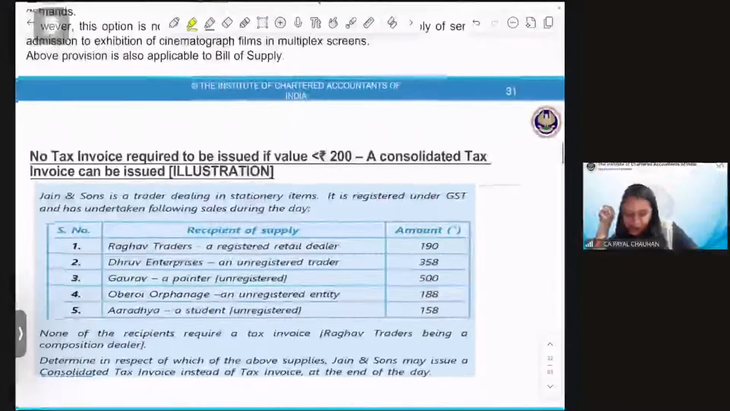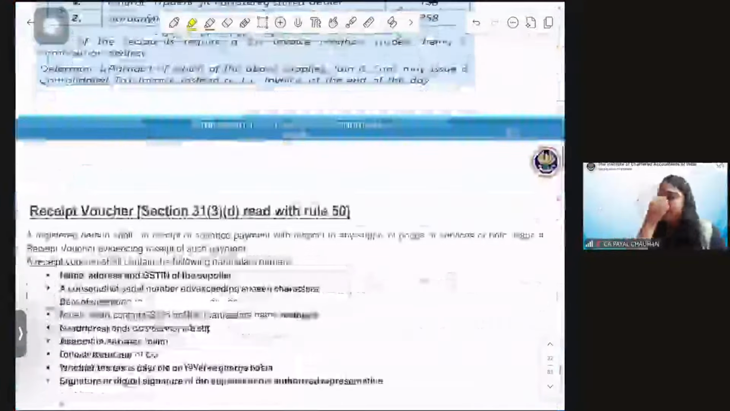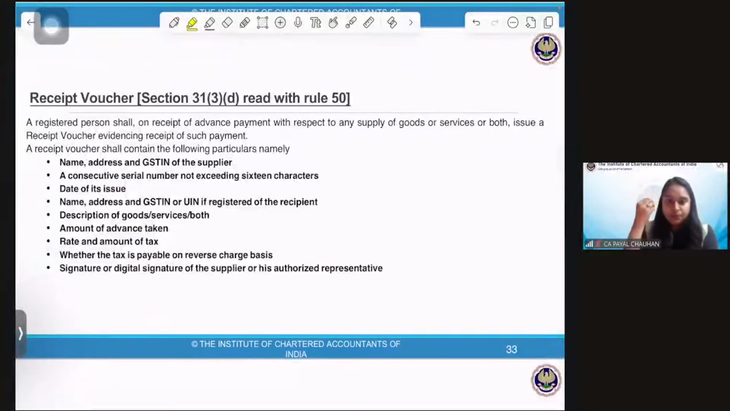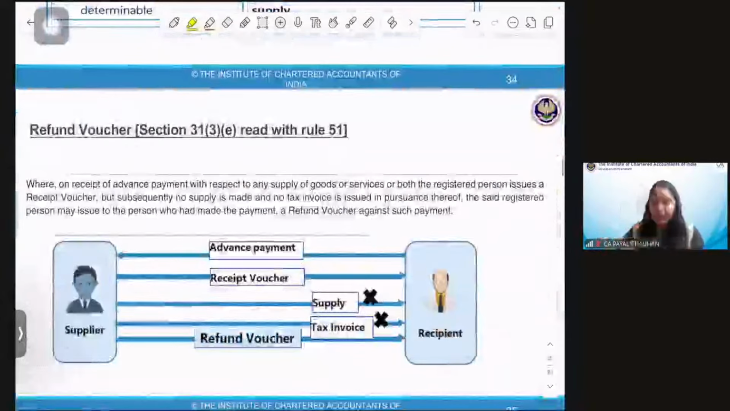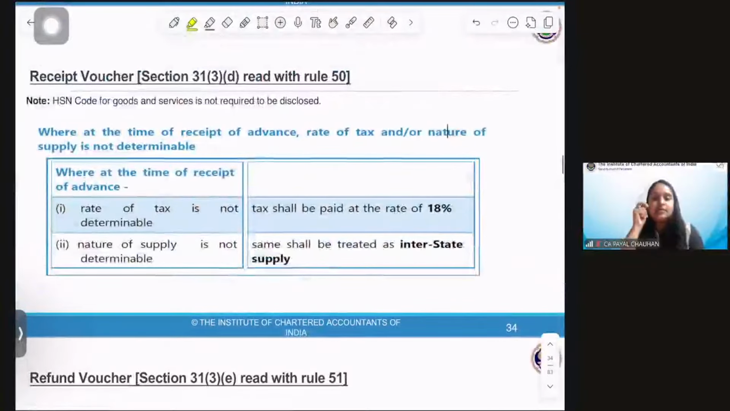Okay. Next question. Receipt voucher. If I have taken an advance, what will I issue? Receipt voucher. Done. This we've already covered. Okay, but I'll hide it. You answer. Invoice was issued, but supply was not made. Can I issue a refund voucher? Please remember, the invoice was made, but the supply was not made.